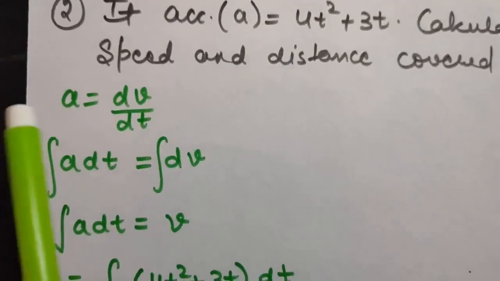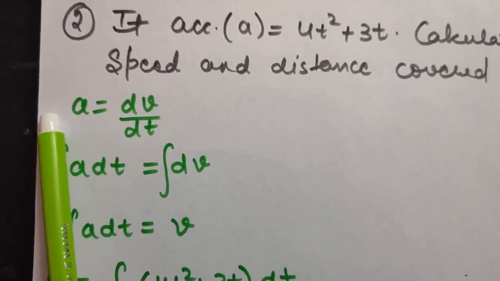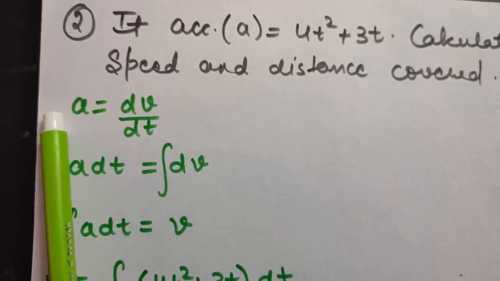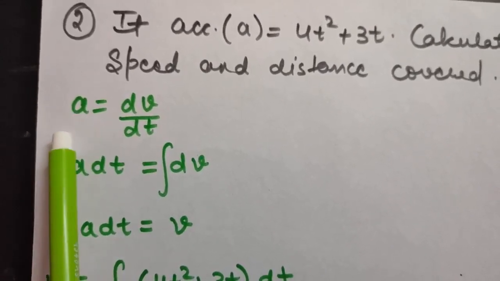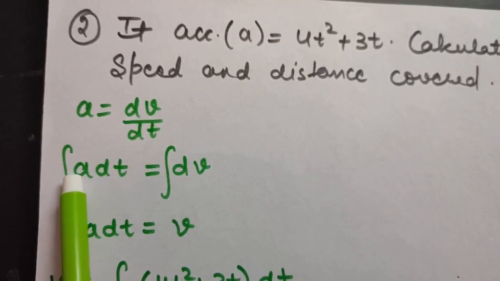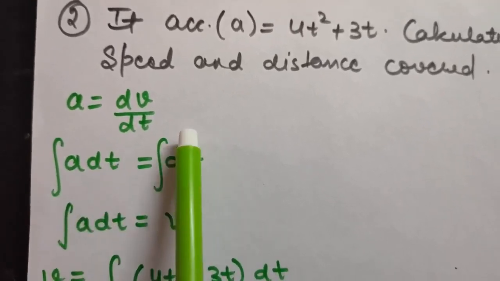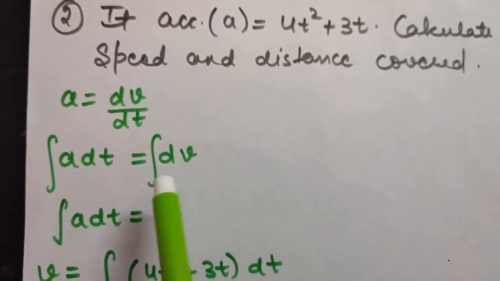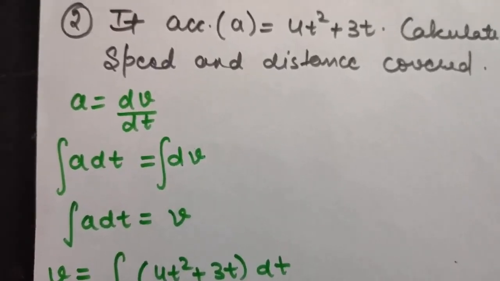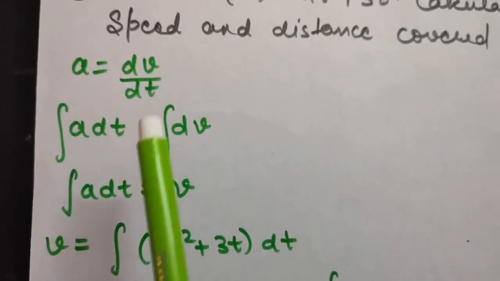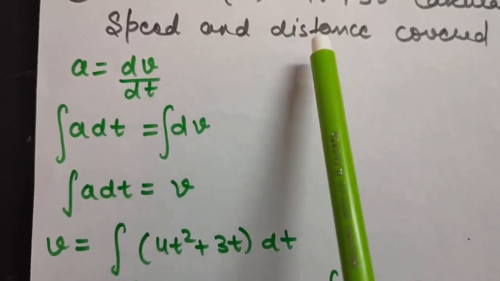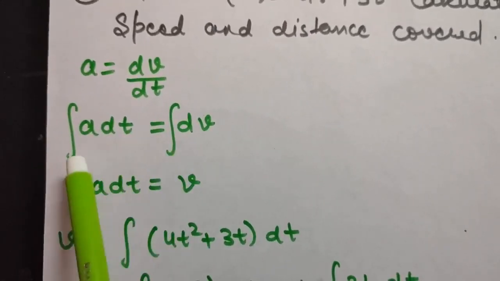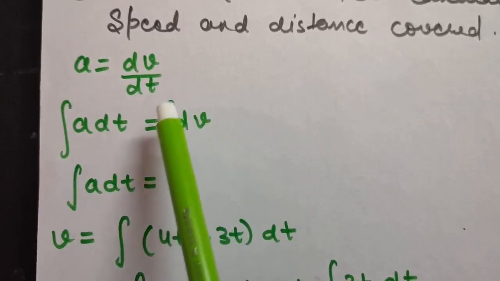Okay, ignore this sign first. Now you can see we have cross multiplied and we have got a dt on the left hand side. Now if I put an integration sign, this will become integration of acceleration with respect to time, and if I put an integration sign here as well, it will become integration with respect to v. Yes or no? Yes. Now see, we have to calculate speed and distance, so we have just cross multiplied the terms and integrated both the sides. Now look here, what will be the integration of dv?